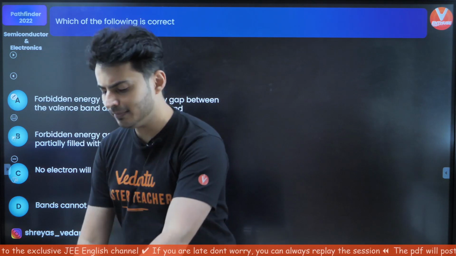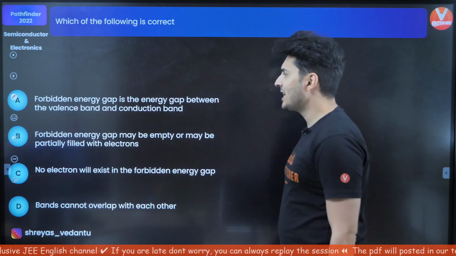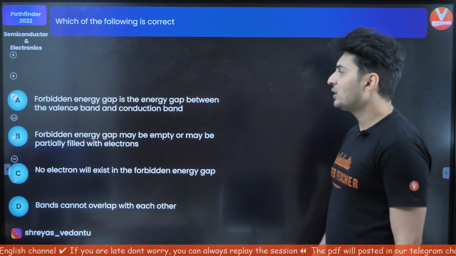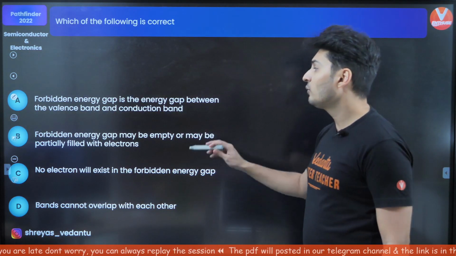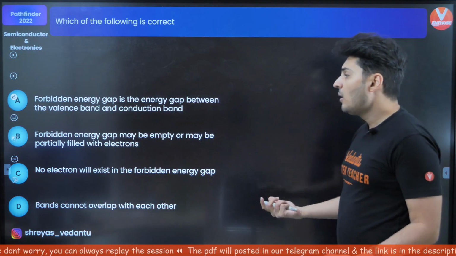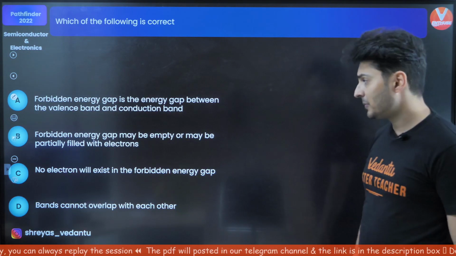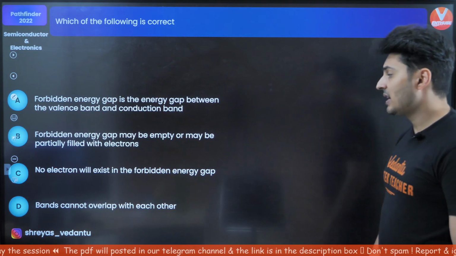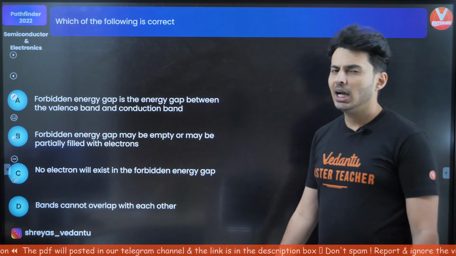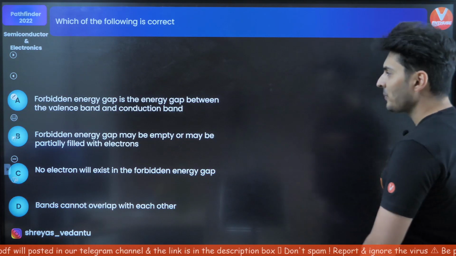Done. Forbidden energy gap is the energy gap between the valence band and the conduction band. The forbidden gap may be empty or may be partially filled with electrons. No electron will exist in the energy gap. Bands cannot overlap with each other. I think this is straightforward from theory.